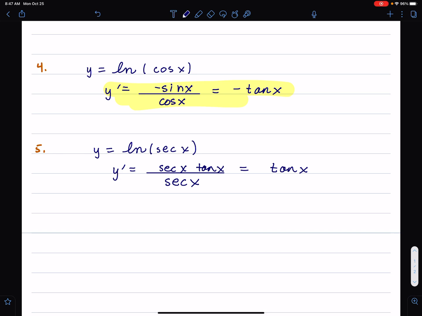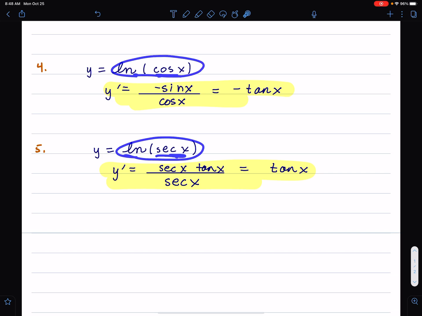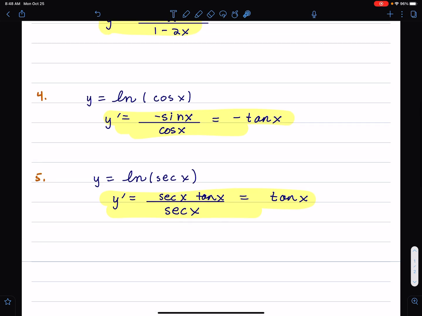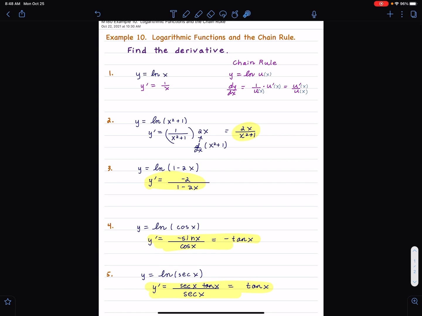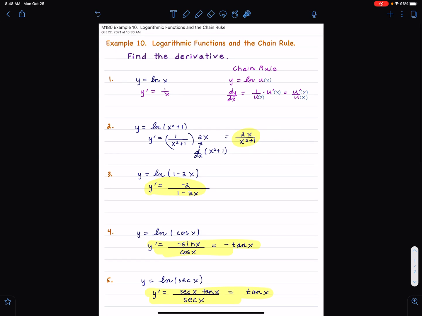And also we see that there's a connection between these two derivatives. Well, cosine x is related to secant x, since secant x is the reciprocal of cosine x. That shows up with that negative there. Okay, but that's a good little introduction or overview of the derivative of logarithms when we have a composition. Okay, so that's all.